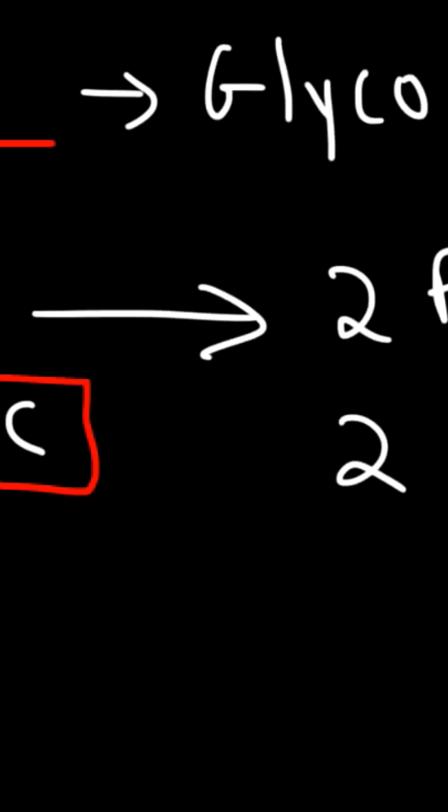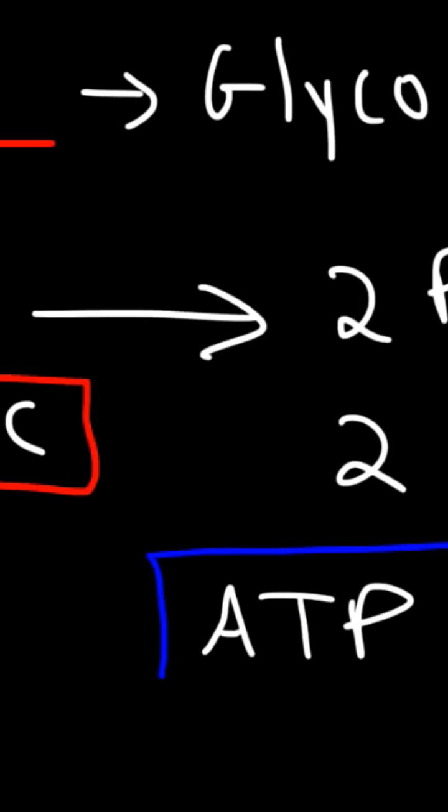And in this process, some of the energy that's released as glucose converts into 2 molecules of pyruvate is captured in the form of ATP and NADH. So glycolysis is an energy producing process.